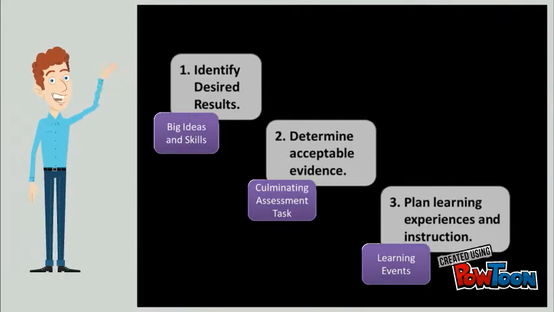The backwards design process breaks down into basically a three-step approach. The first step involves identifying your desired results, things like big ideas and skills. Your second goal would be to determine acceptable evidence, and finally you end with planning learning experiences and instruction.